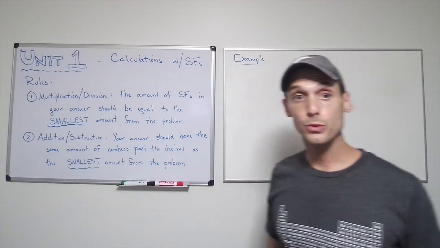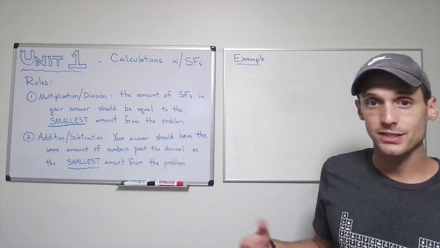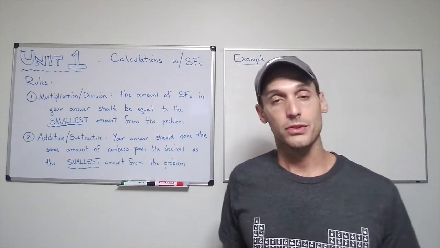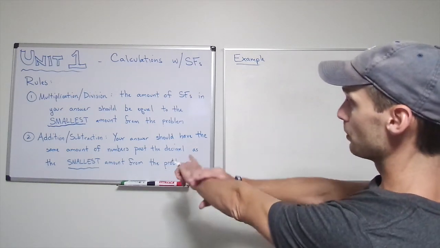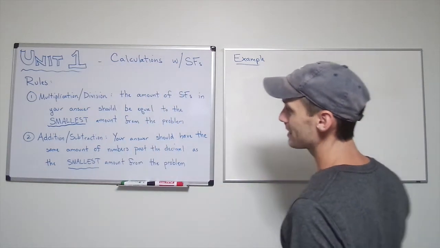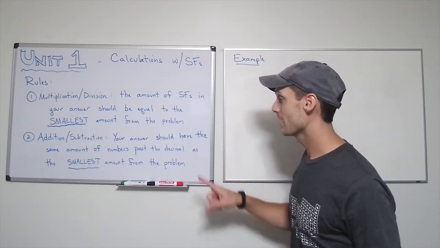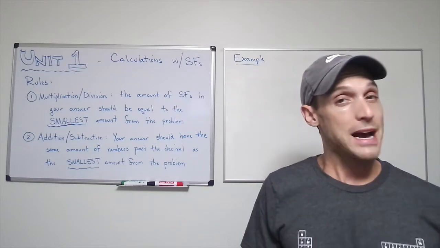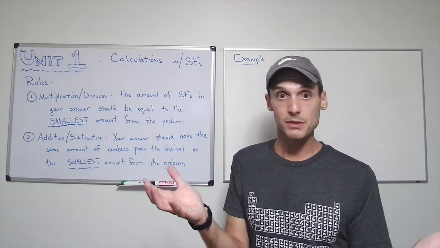Okay, on to addition and subtraction. Again, they're going to have the same rule because they are just inverse operations of each other, but it is a different rule than multiplication and division. So the rule here is that your answer should have the same amount of numbers past the decimal as the smallest amount from the problem. So now it no longer has anything to do with total number of sig figs from the problem.